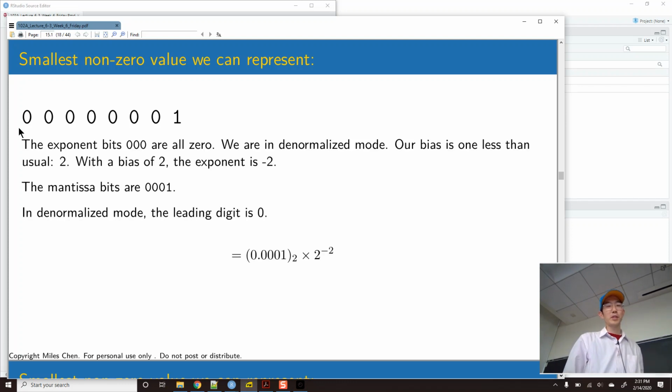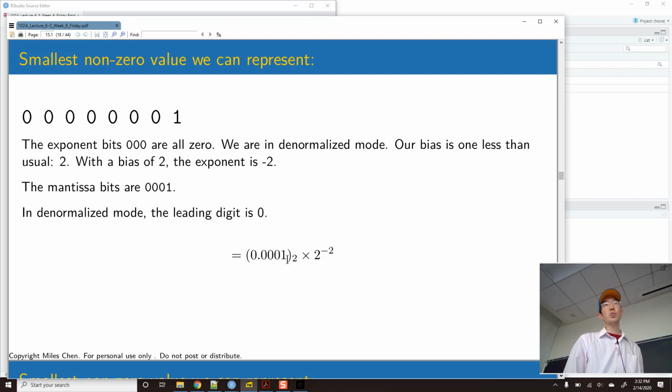Let me just start you off. The exponent bits are all 0, which means we are in denormalized mode. So our bias is 1 less than usual of 2, so the exponent is negative 2. Then the mantissa bits are 0, 0, 0, 1. The leading digit is 0, so this becomes 0.0001 in base 2 times 2 to the negative 2. So what is this?